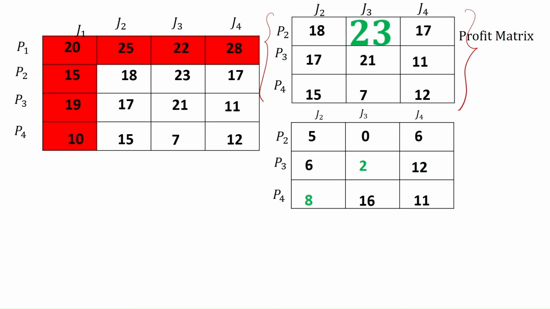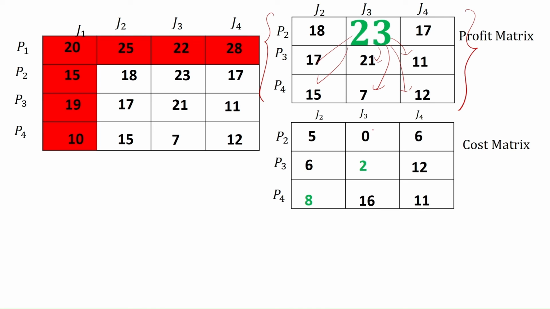For the second row we have 23 minus 17 is 6, 23 minus 21 is 2, 23 minus 11 is 12, 23 minus 15 is 8, 23 minus 7 is 16, 23 minus 12 is 11. So now this is the cost matrix that we have. Now what we do is identify the row minimum in each row.